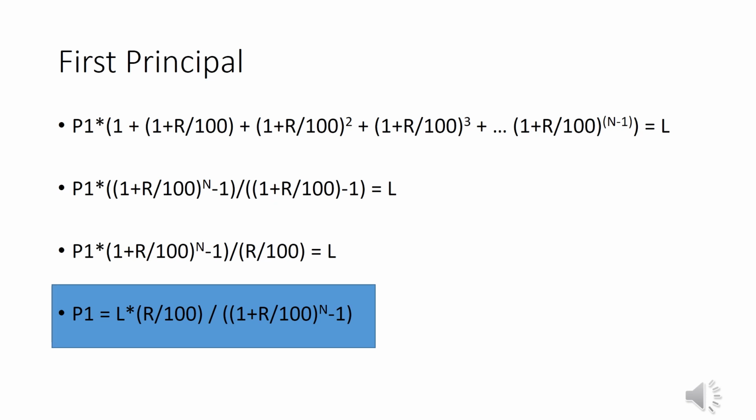So let us revisit this original equation that we had, which is P1 into 1 plus r by 100 plus 1 plus r by 100 whole squared, so on until 1 plus r by 100 whole power n minus 1, is equal to L. But we have a simpler equation now, x power n minus 1 by x minus 1, where x is 1 plus r by 100. So substituting that in, we see that P1 into, instead of x power n minus 1, we have 1 plus r by 100 whole power n minus 1 divided by 1 plus r by 100 minus 1 is equal to L. This is fairly simple to follow. After simplifying, you see that highlighted expression in blue.